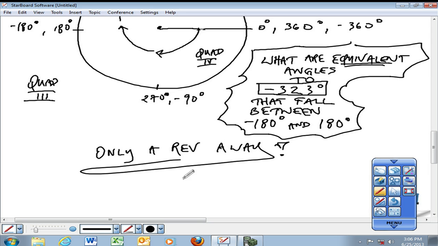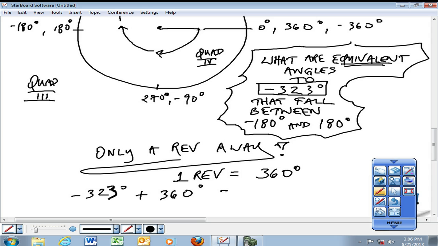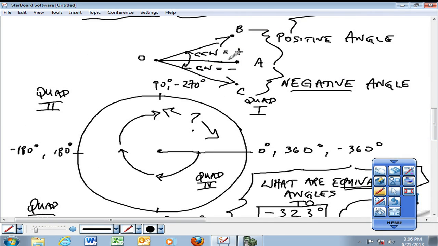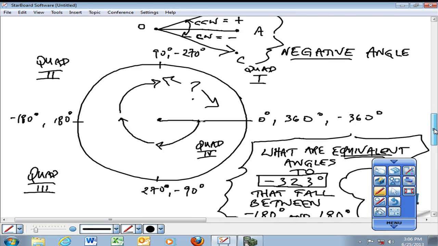What do you mean rev? Remember, 1 rev is equivalent to how many degrees? 360 degrees. So if you take negative 323 and add that to 360 degrees, what direction are you going to go? Think about that. If you're going to add 360, you're going to go counterclockwise.